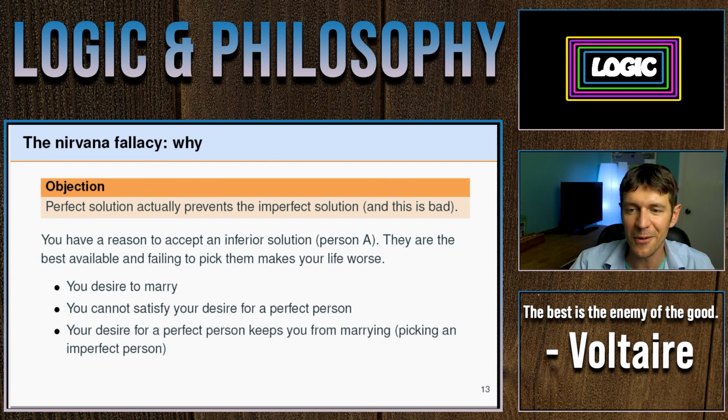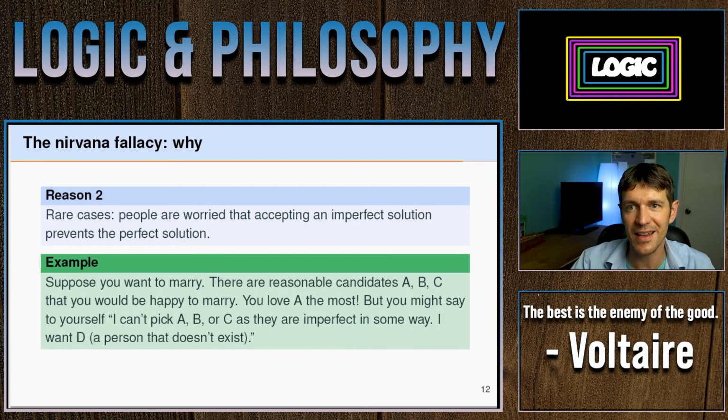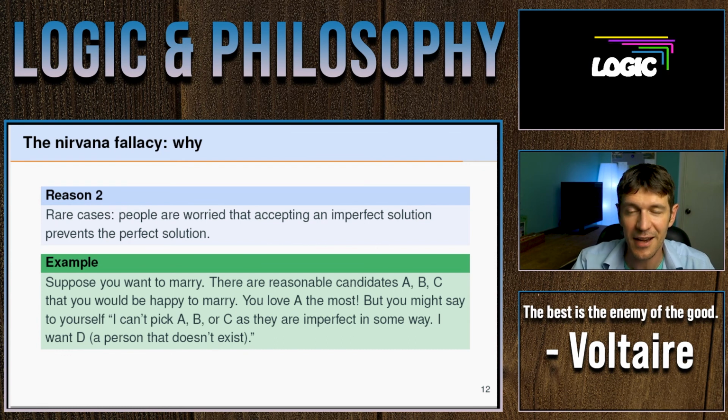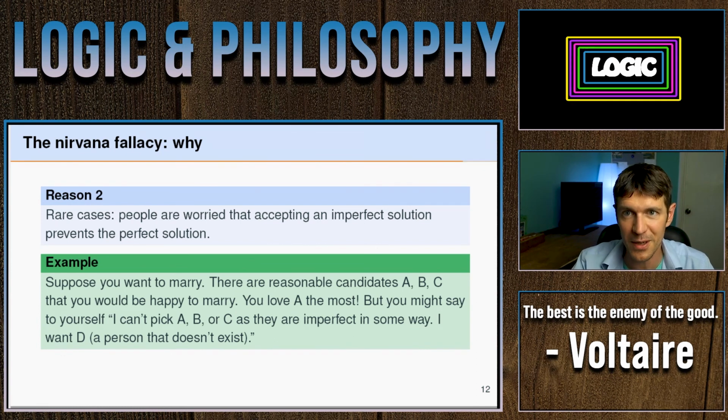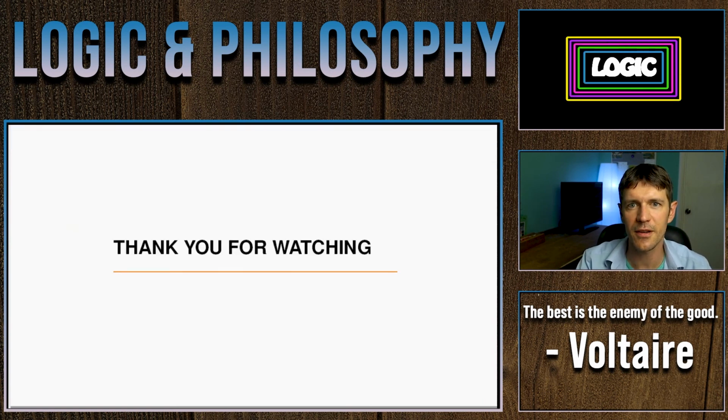So in looking at this, rather than the imperfect solution preventing you from the perfect solution, what we have is that a desire for this perfect solution actually makes your life worse, because picking that imperfect solution would make you much happier. So this was the Nirvana fallacy.